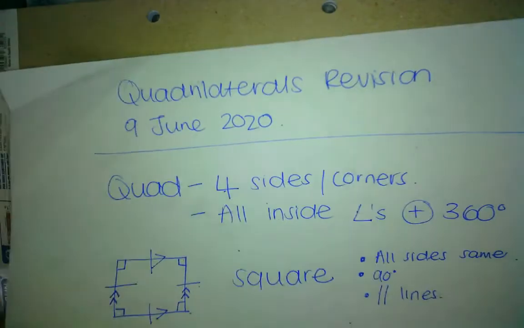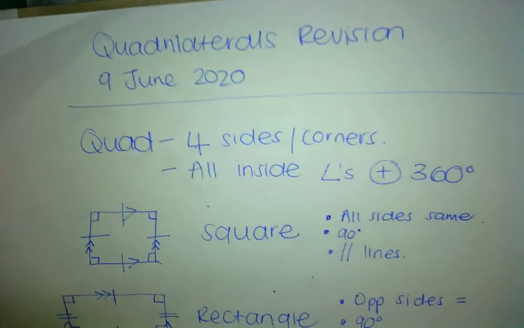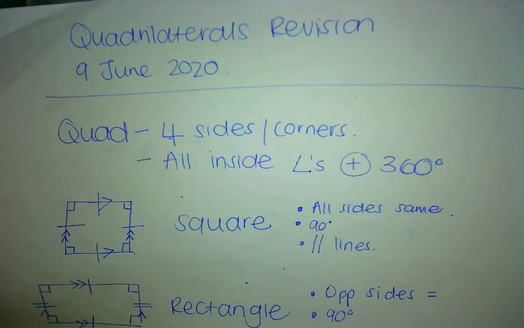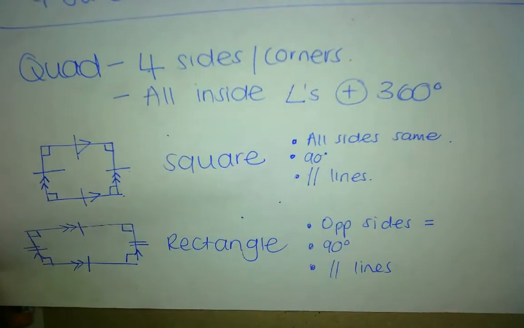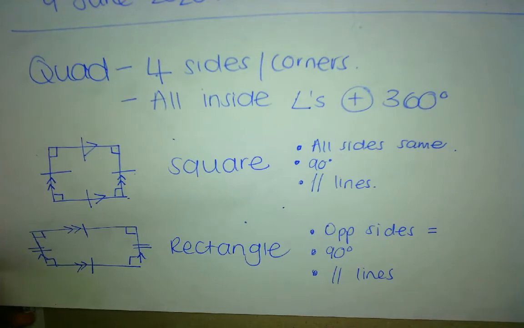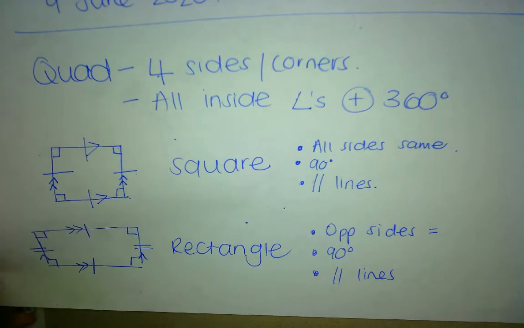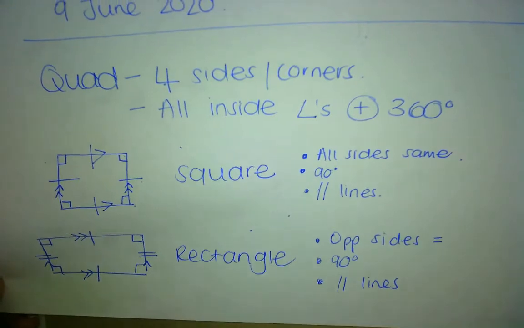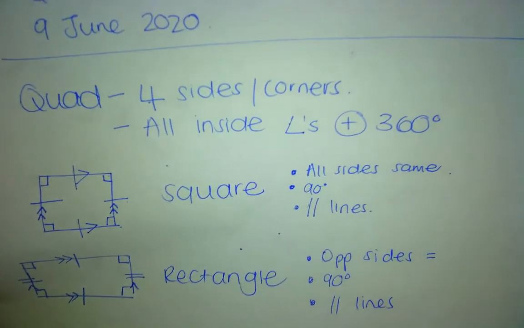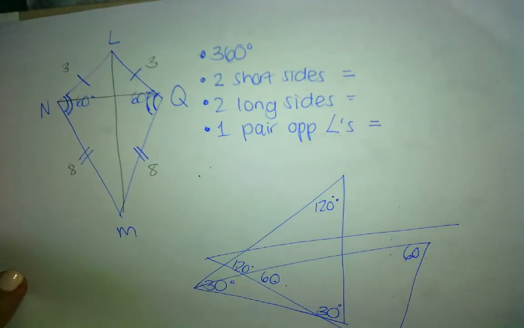Morning. So I am going to just cover what we went through most of this week. The last thing that you should have is the revision of quadrilaterals. So that is basically all the quads. Then you've got the rectangle, the square, and the kite, which is over there.